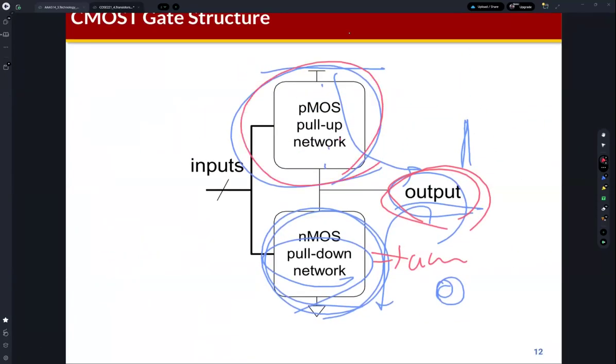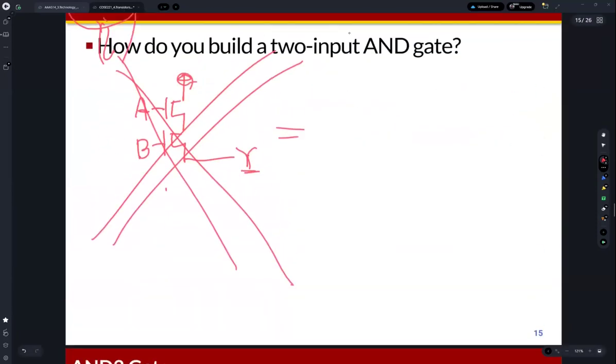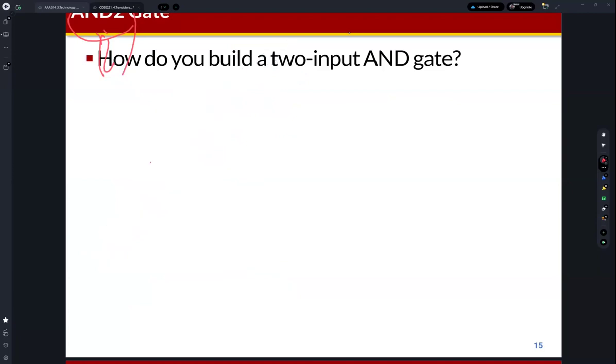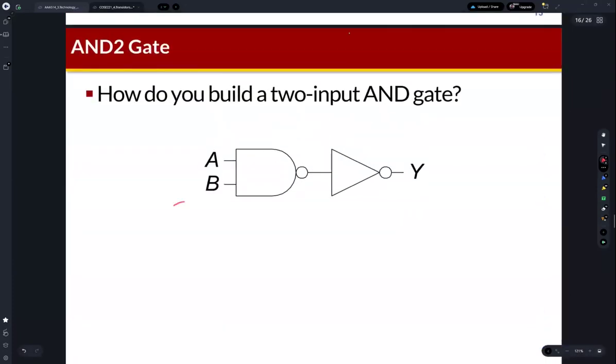So we cannot build it. That's why we need to make the pull up network using PMOS transistors only, and the pull down network using NMOS transistors only, right? This is not possible, okay? Then how can we build the AND gate? Actually we need to combine NAND plus NOT. Okay? So like this.